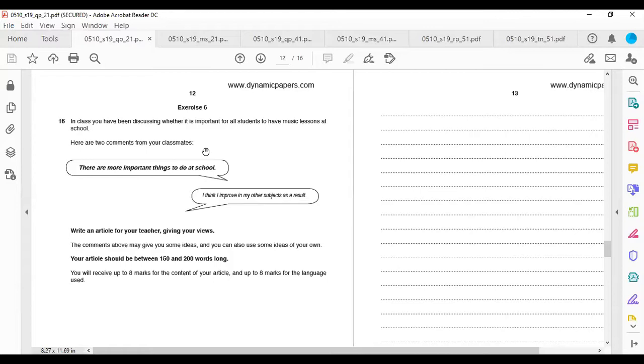And then there are more important things to do at school. So, to have music lessons. Do you agree or disagree? Do you support this and are in favor of it? Or no, you're against, you reject this. Whatever your point of view, we highly appreciate it. We highly respect it. But what matters is how to express it and how to support it.